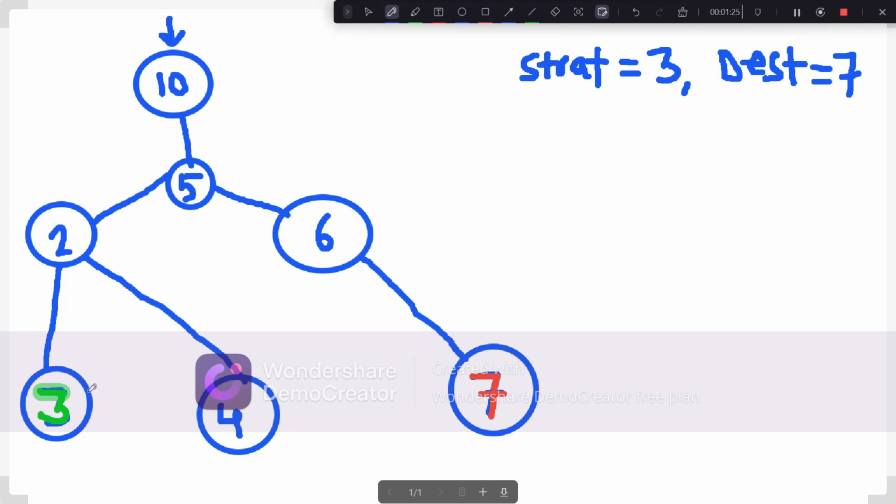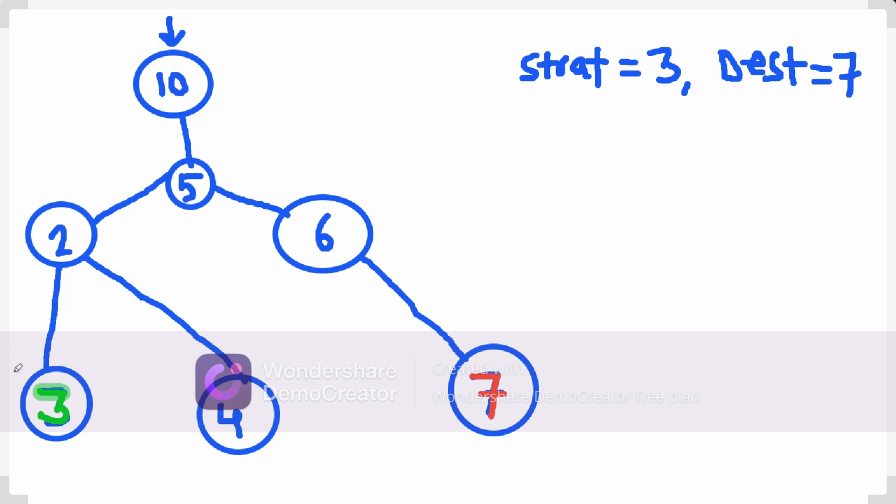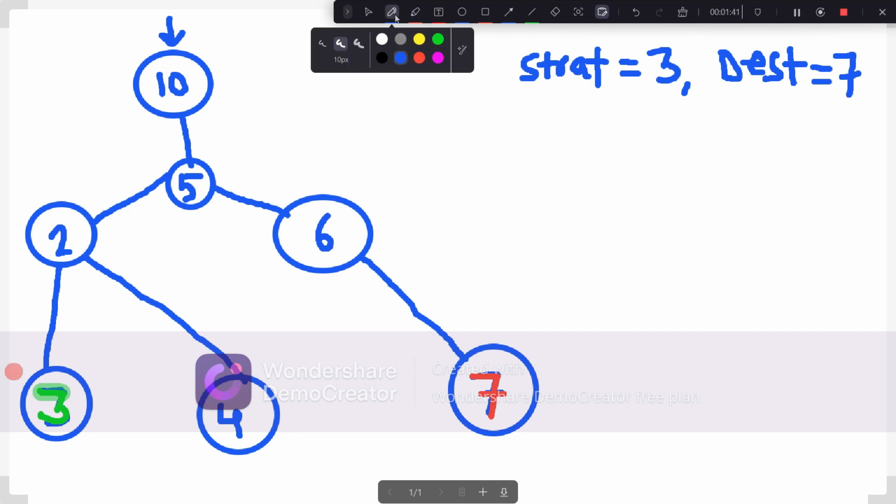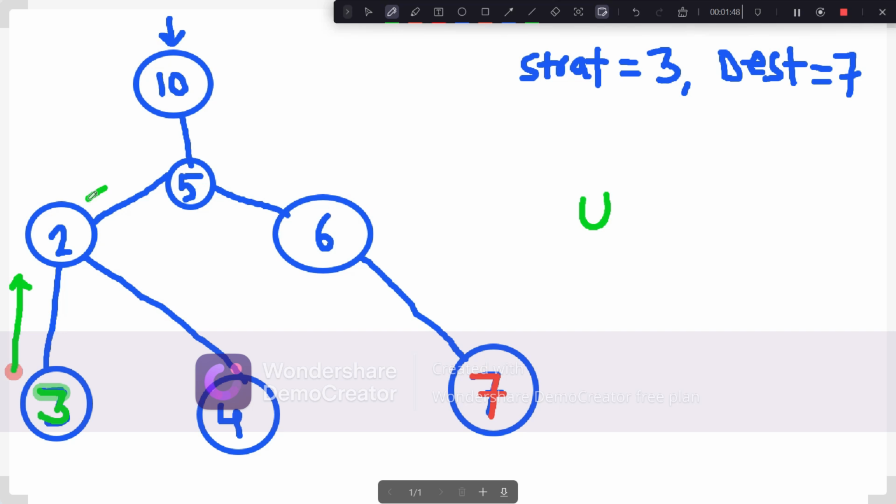So guys, can you see this example? Here 3 is our start point and 7 is the end point, the destination. If we look at the path, what would the path be? We will start from here, going in this way. See here, we are starting from 3 and going in the up direction, so one U is there. Then we go one more U here, because this is also the up direction, so one more U will be there.